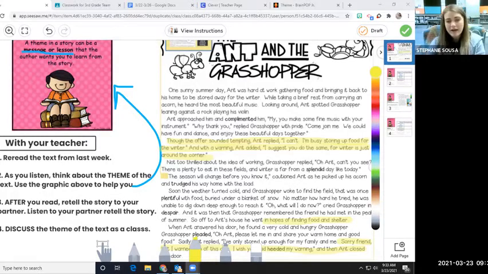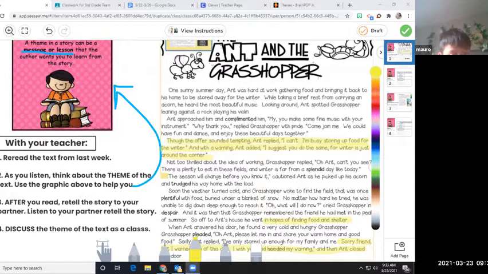Motto, how did grasshopper act? What did grasshopper do? He just cricket and just hop around. He did. He just played and he hopped around. And then Mara, what happened to him when winter came?